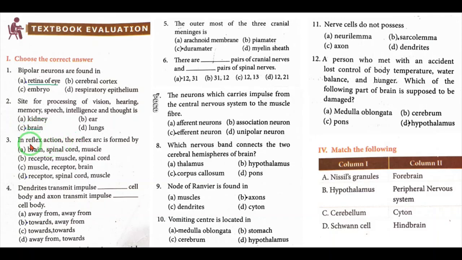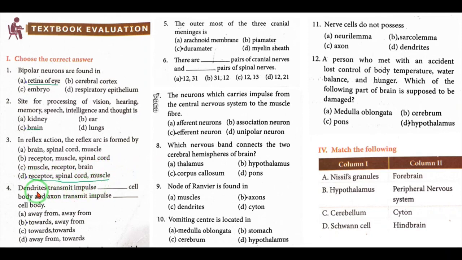Number 3. In reflex action, the reflex arc is formed by: option A, brain, spinal cord, muscle; B, receptor, muscle, spinal cord; C, muscle, receptor, brain; D, receptor, spinal cord, muscle. Correct answer is option D, receptor, spinal cord, muscle.